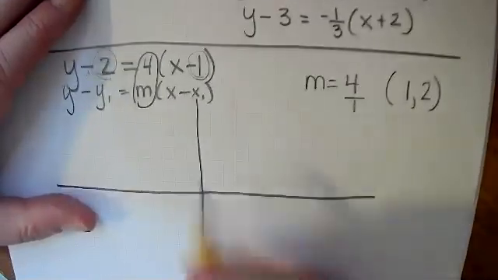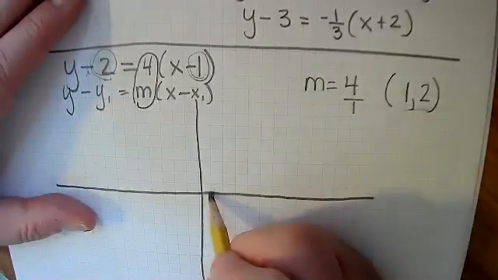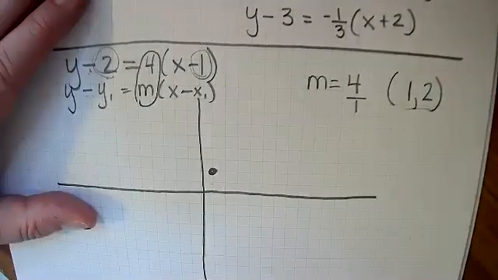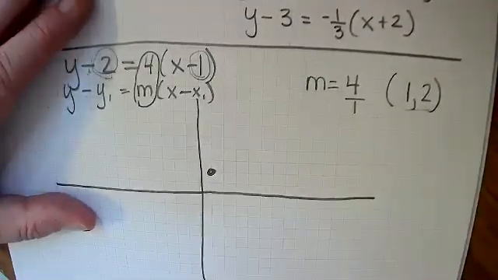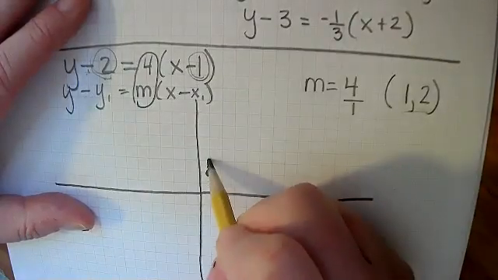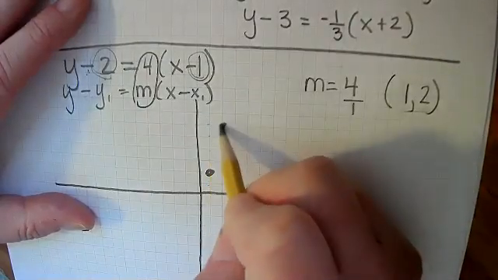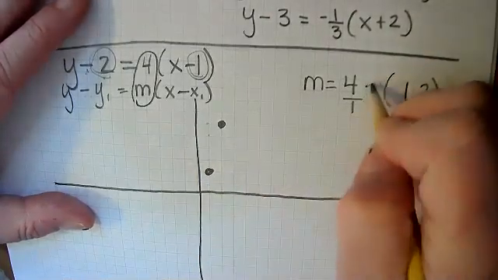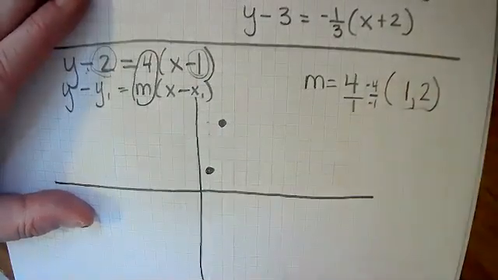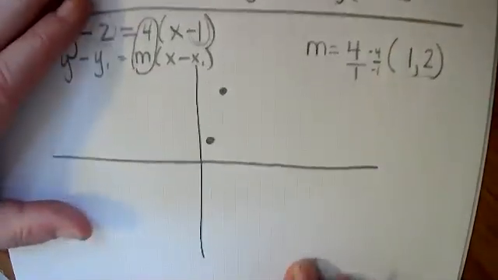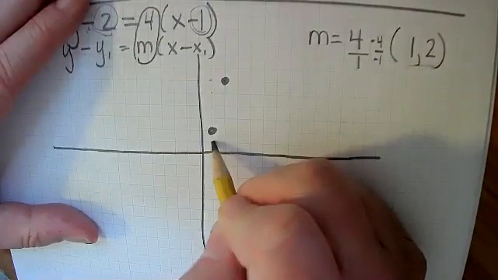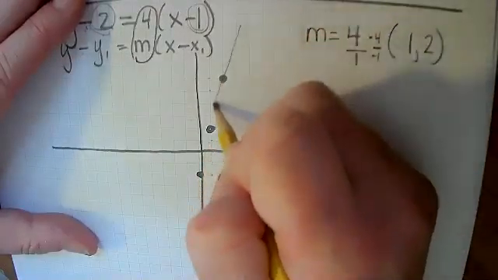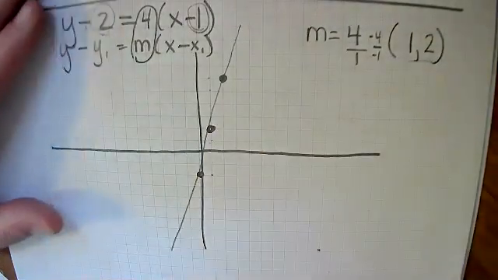You ready? We're going to graph this coordinate. 1, 2 is right here. We're going to put a dot on that. 1, 2. Now I'm going to do my slope. So I'm going to go up 1, 2, 3, 4, right 1, and put another dot. Guess what? My slope also could be -4 over -1, because a negative divided by a negative is a positive. So I could go down 1, 2, 3, 4, left 1. Ta-da! There's my line.